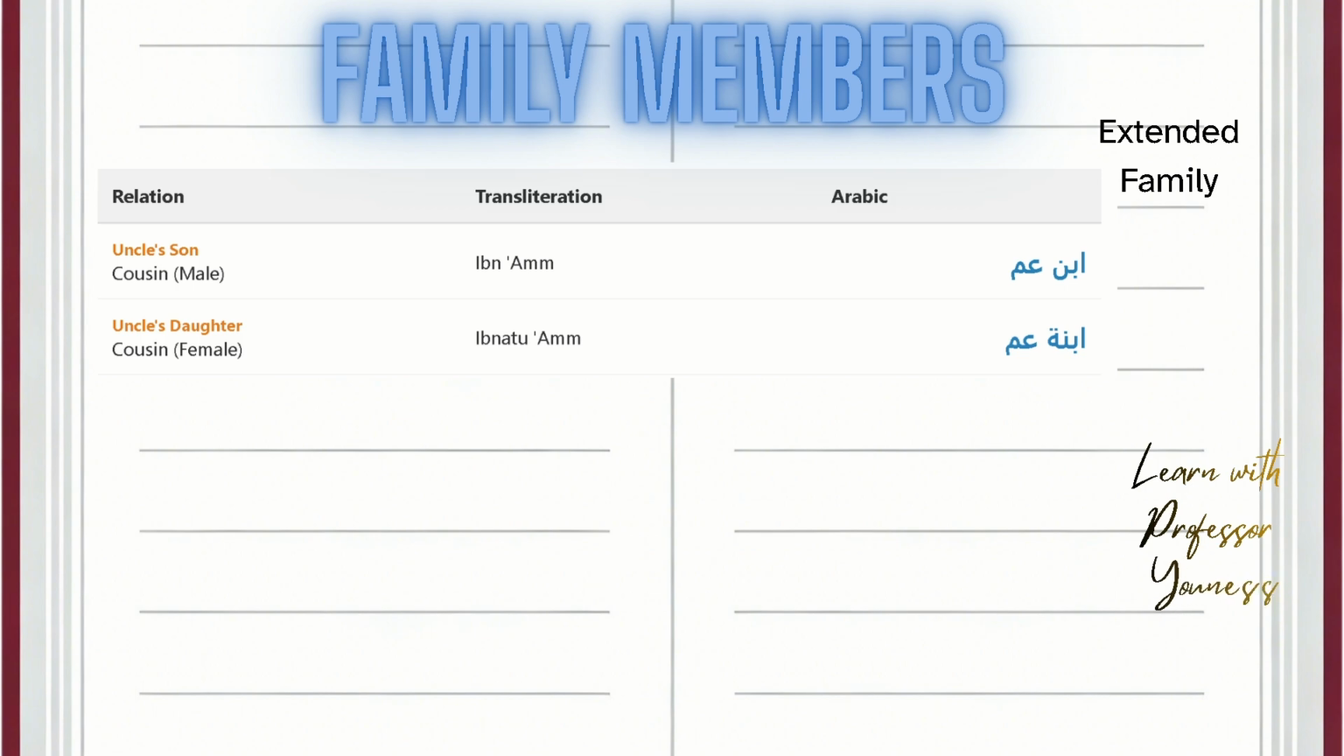Last slide we have here, cousin for male and cousin for female. Let's start with the male. Ibn am. Cousin female, ibnatu am. Okay, so we have ibnu am, ibnatu am. Okay, great.